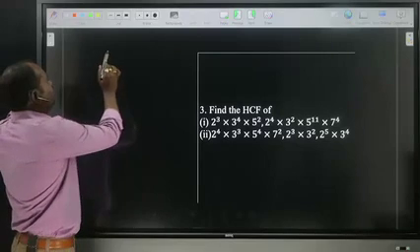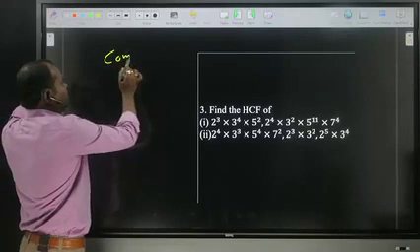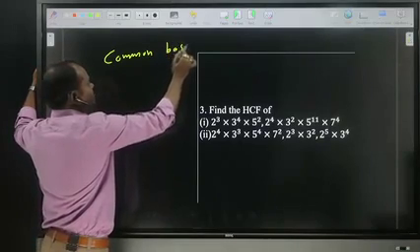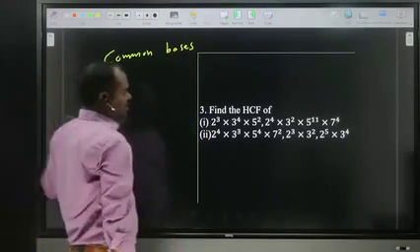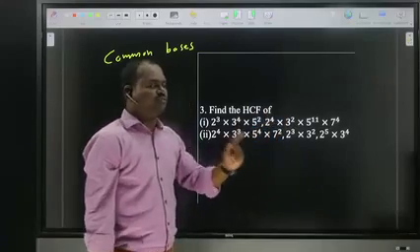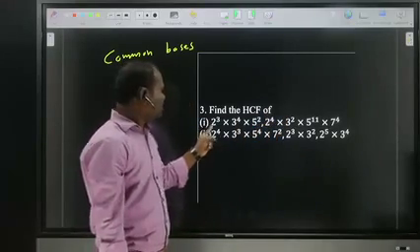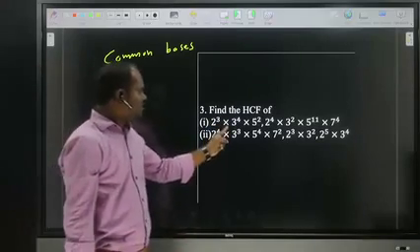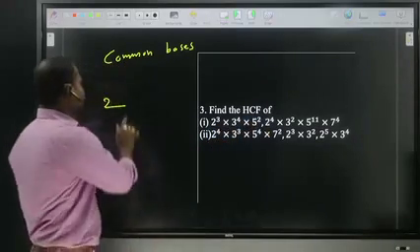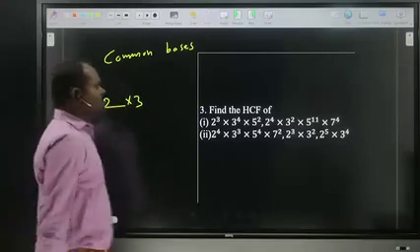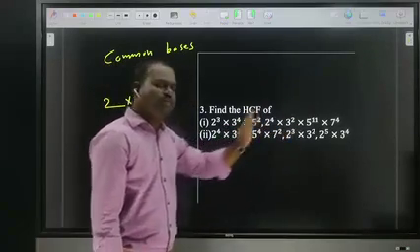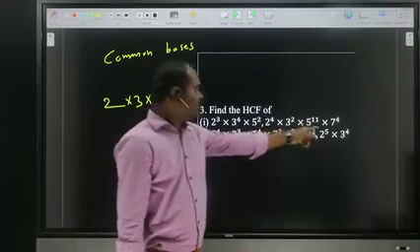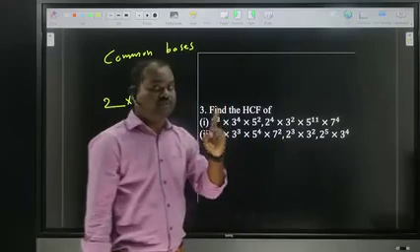First of all, we should write, ma, common bases. In both cases, observe what the common base is. Two here, there, here also there. So we can take two. Next, three here, there, here also there. So we can take three. Five here, there, here also there. So we can take the five. Seven here, there, but here not there. We can't take. Okay, now what I said, my common bases.